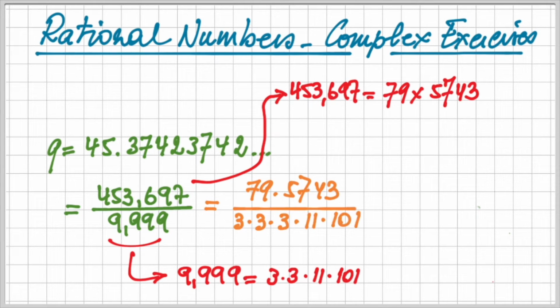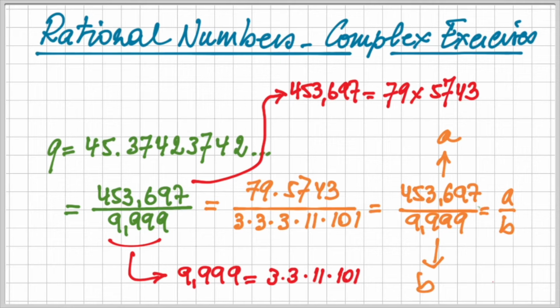And we find that we have a division of 79 multiplied with 5,743 divided by 3 times 3 times 11 times 101. And basically, we cannot go further here. So this is the final result. And we can say that the numbers A and B are basically 453,697 divided by 9,999. And those are two integers, so this is compliant with the definition of the rational number.